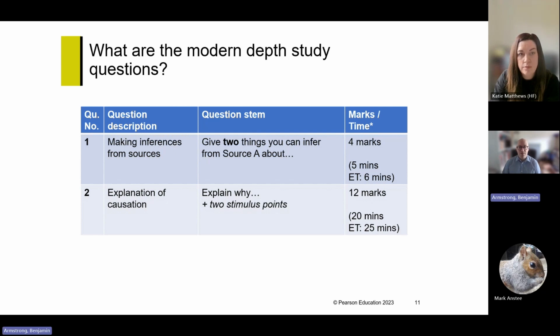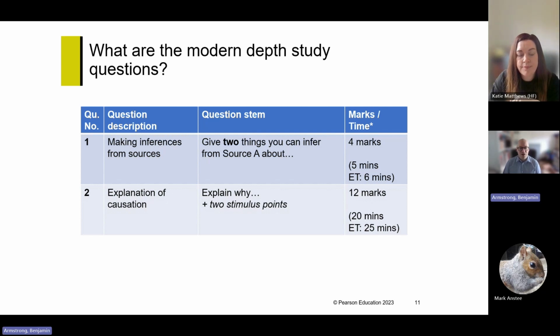Now that source will be in the exam booklet itself. The other sources and interpretations for later on will be in a separate booklet, but you'll find this source there in the exam booklet. It's worth 4 marks, and so when you're talking about dividing your time up, it's a good idea to think about giving this question 5 minutes, or if you've got extra time, 6 minutes.